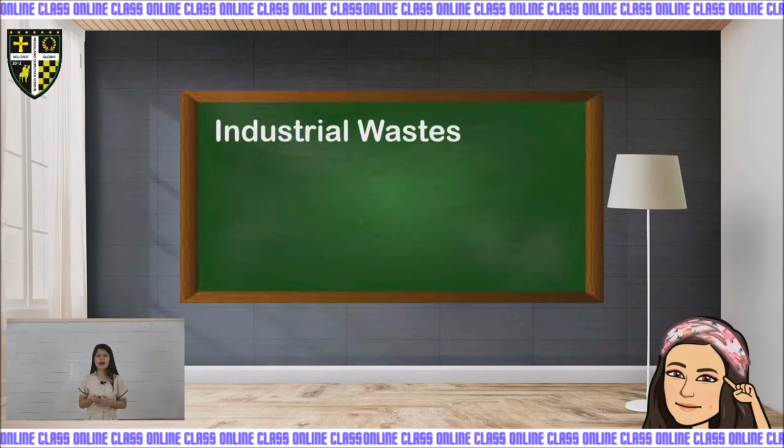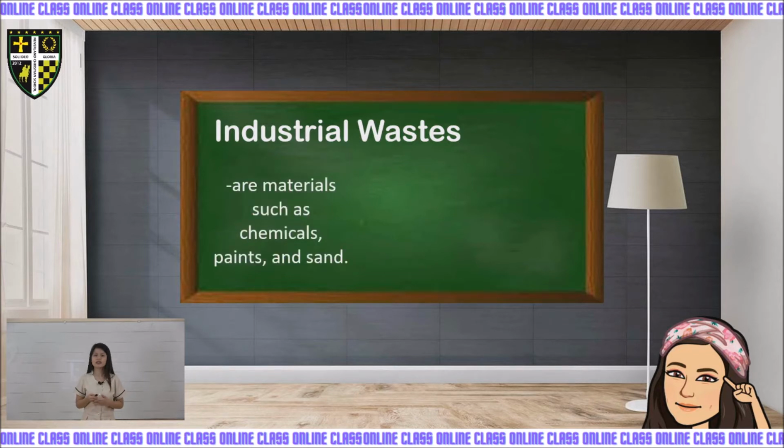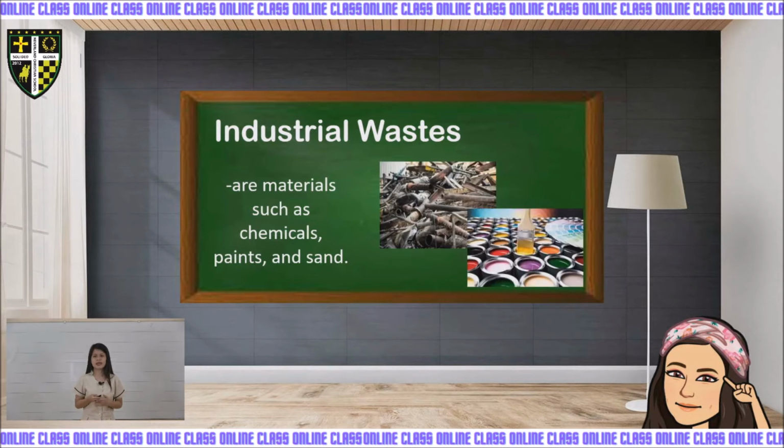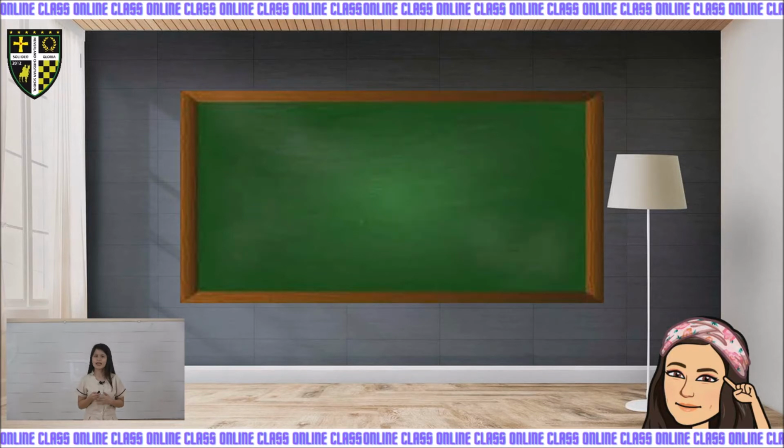Next, we have industrial waste. Industrial waste refers to materials such as chemicals, paints, and sand. Examples, this one, and paints. Remember that these materials are very harmful to the health of people. Not only to people but also animals. You must throw them correctly, not everywhere. Understood?